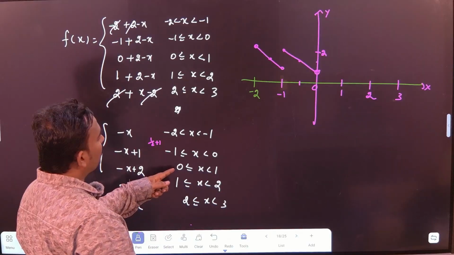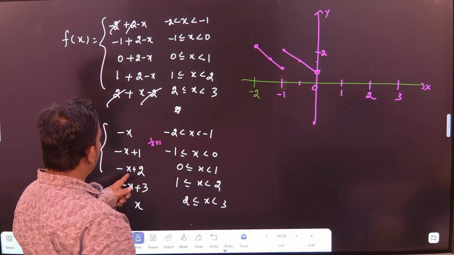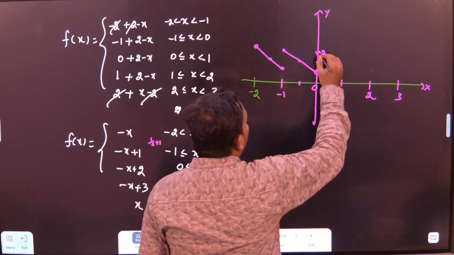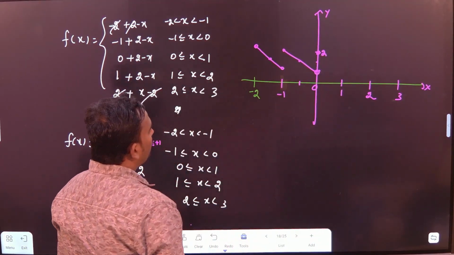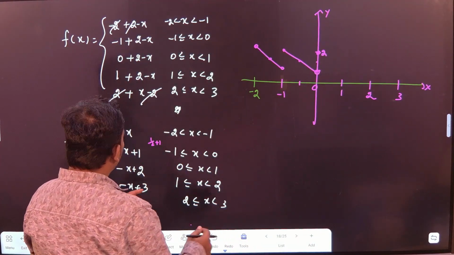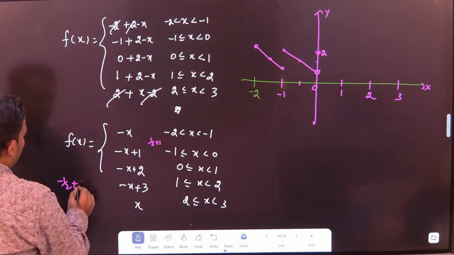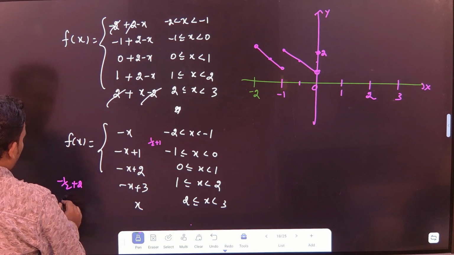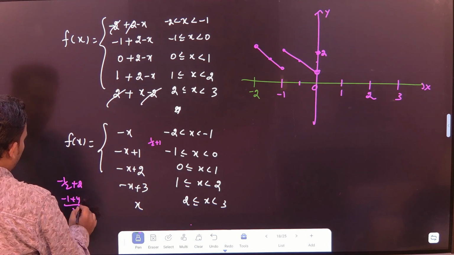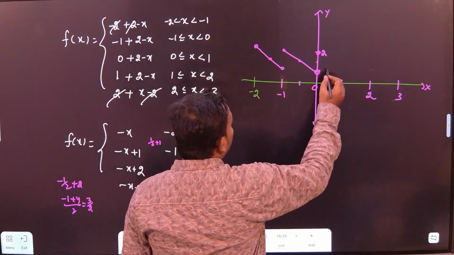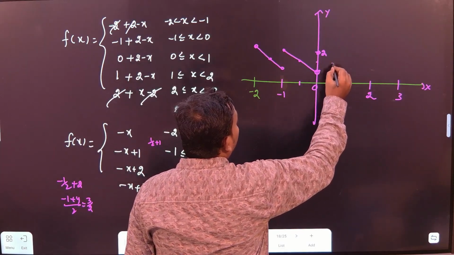Then when you take 0, if you put 0 here, it is 2. So that means here, right? So when you take 1 by 2, you can see minus 1 by 2 plus 2, right? So minus 1 plus 4 by 2, it is 3 by 2, it's 1.5. So 1 by 2, you take 1.5 here.